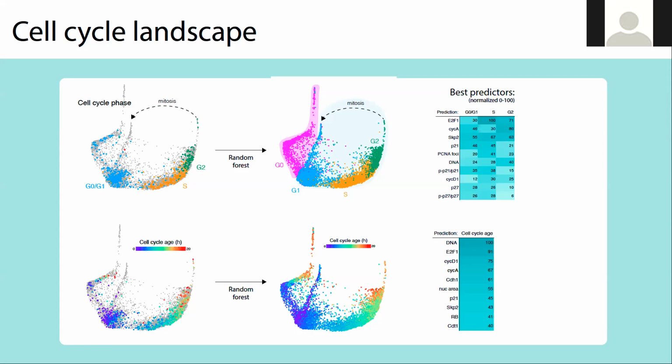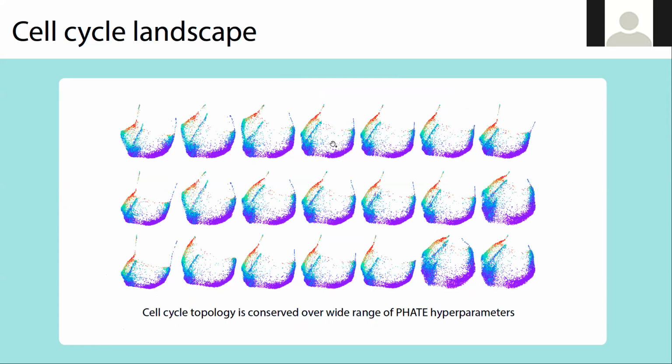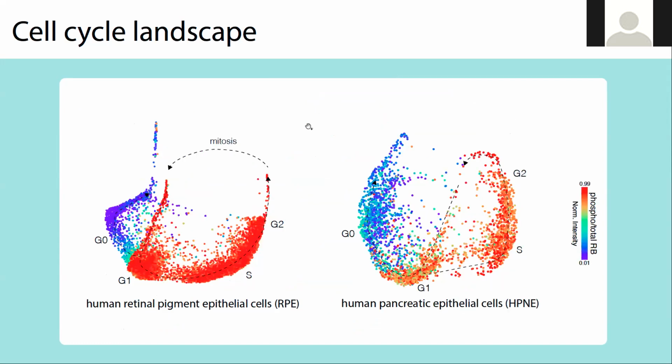So I'd like to also point out that we obtained this same general structure over a wide range of hyperparameters that could be tweaked in FATE, which is really nice to see. And we also find a remarkably similar topology when we perform the same experiment in a completely different cell line. These HPE cells here, the human pancreatic epithelial cells. So these are all very promising signs. So next we asked if we could capture known cell cycle biology on this landscape.